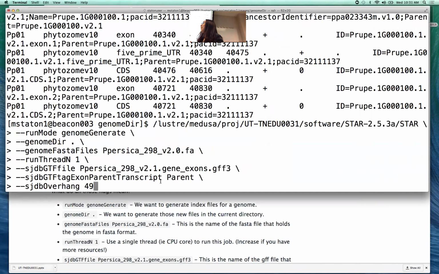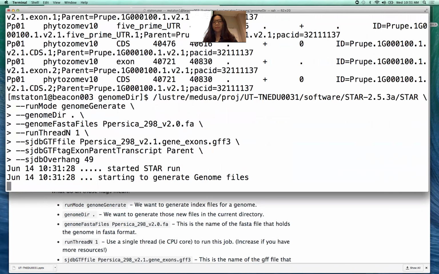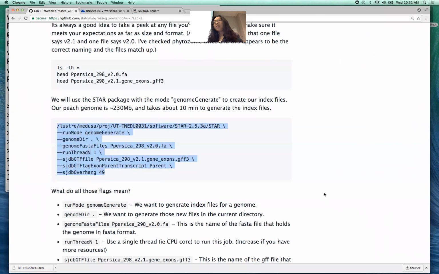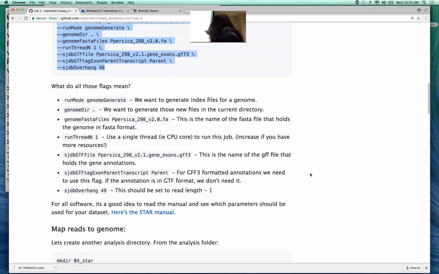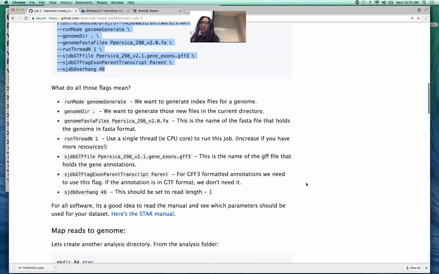Do you want to go through what each one is? So copy all the things and hit enter. Then we'll let it run. It takes about 10 minutes, and I'll go through what they mean while it runs. So we are running STAR.